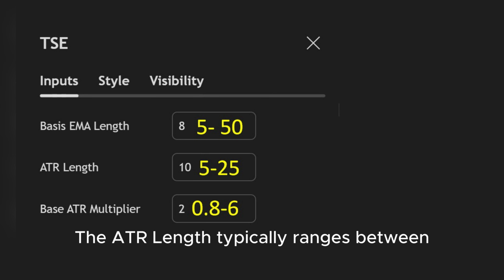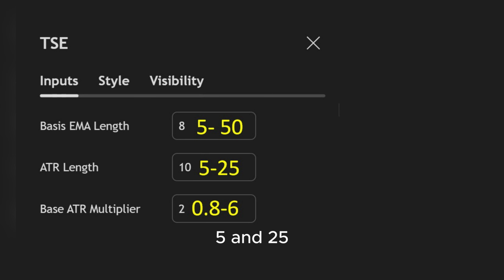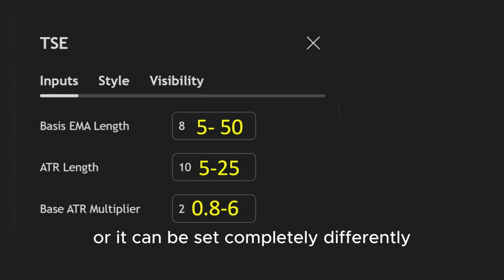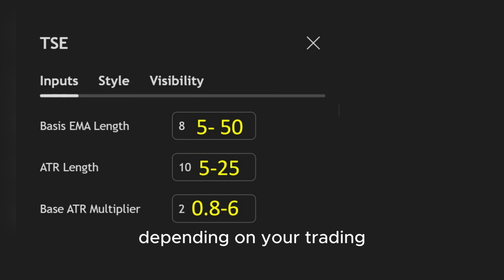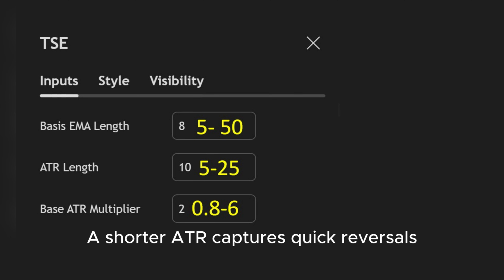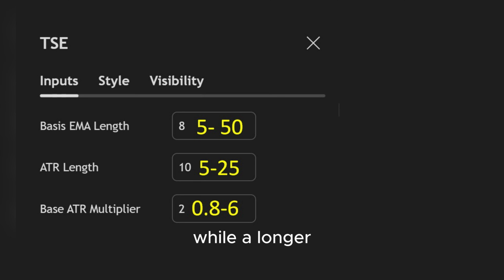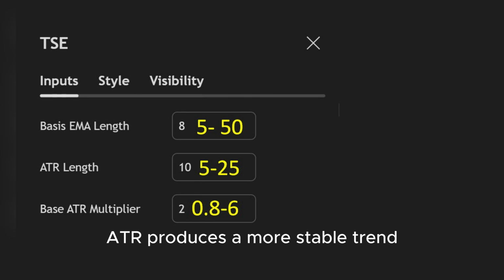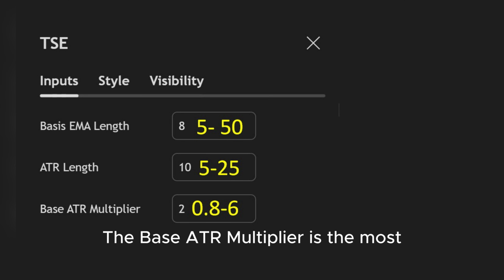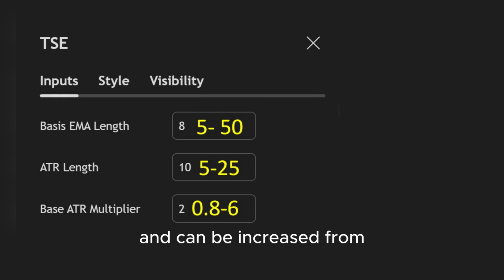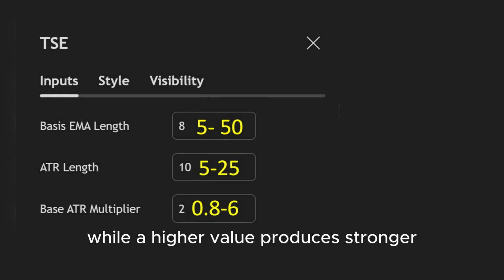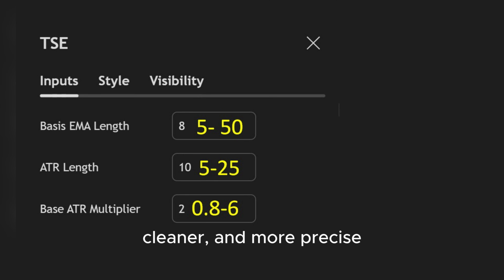The ATR length typically ranges between 5 and 25, or it can be set completely differently, depending on your trading style and market volatility. A shorter ATR captures quick reversals, while a longer ATR produces a more stable trend. The base ATR multiplier is the most important setting and can be increased from 0.8 up to 6. A lower multiplier generates more signals, while a higher value produces stronger, cleaner, and more precise sniper trend signals.